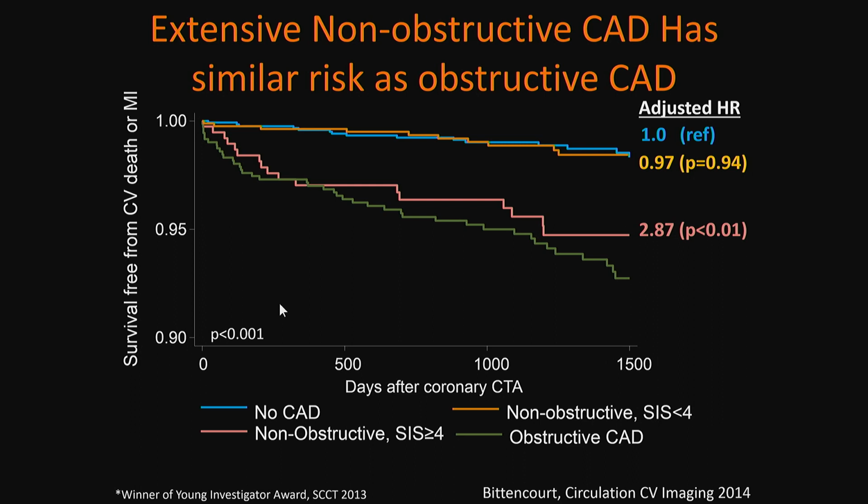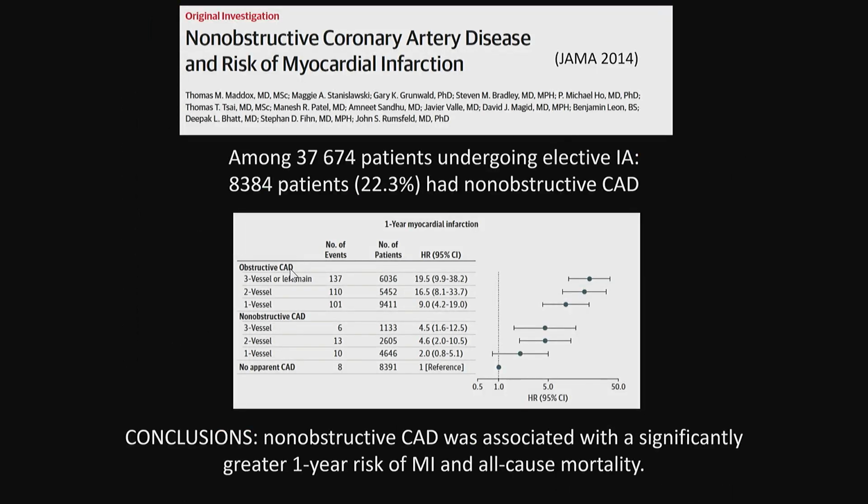Perhaps these findings should come as no surprise, but I think it's also important to note that similar findings have now been shown in patients undergoing invasive angiography. Specifically, in this study from the VA, looking at a large cohort of patients that underwent elective invasive angiography, the identification of non-obstructive CAD was associated with a significantly higher 1-year risk of MI and all-cause mortality. And as you can see here, the greater the extent of plaque, the higher the risk.